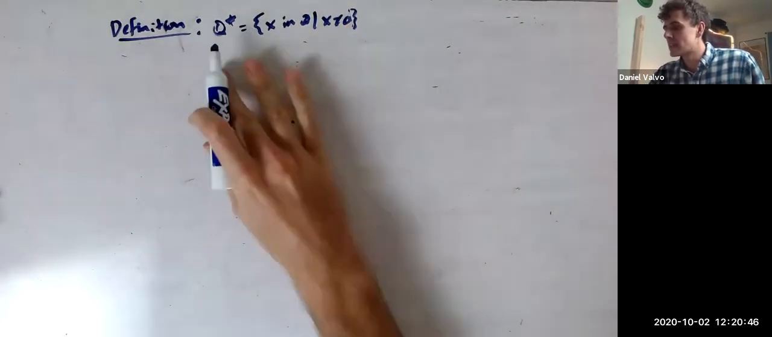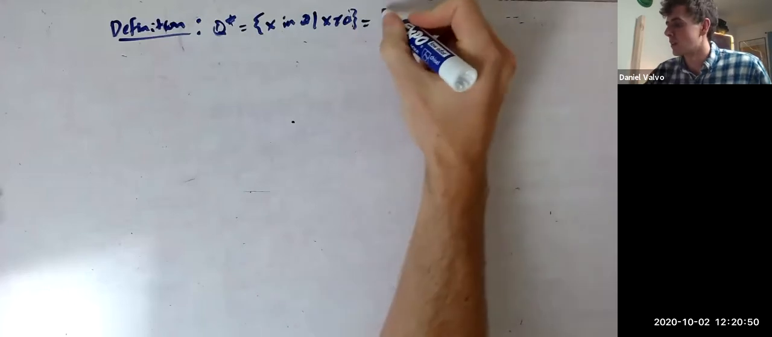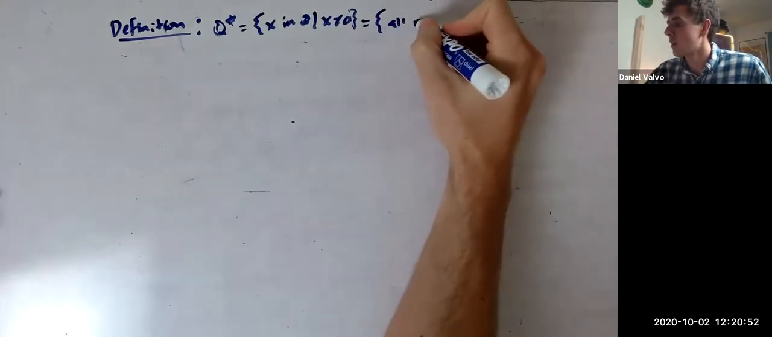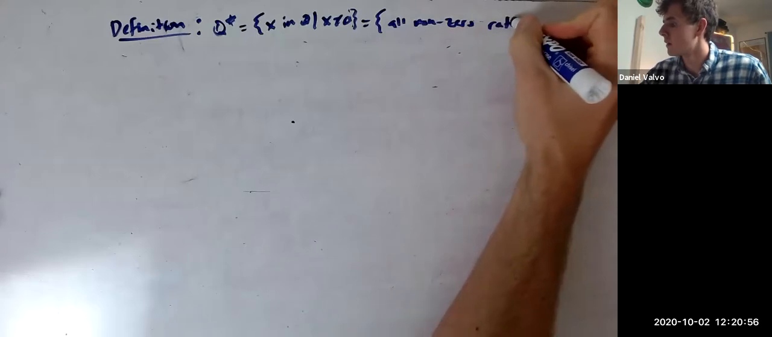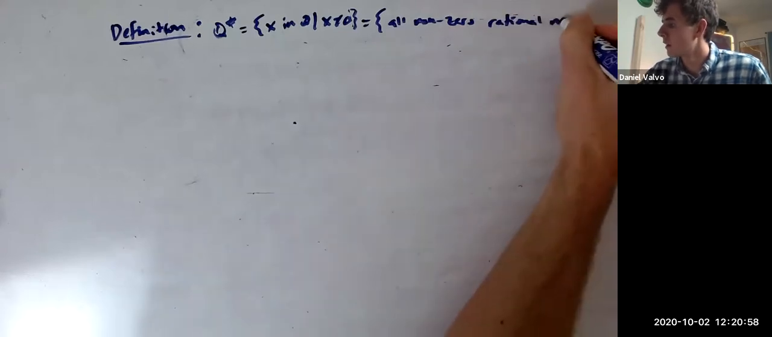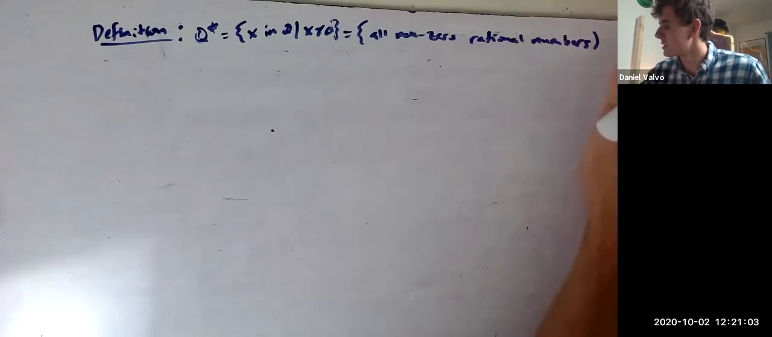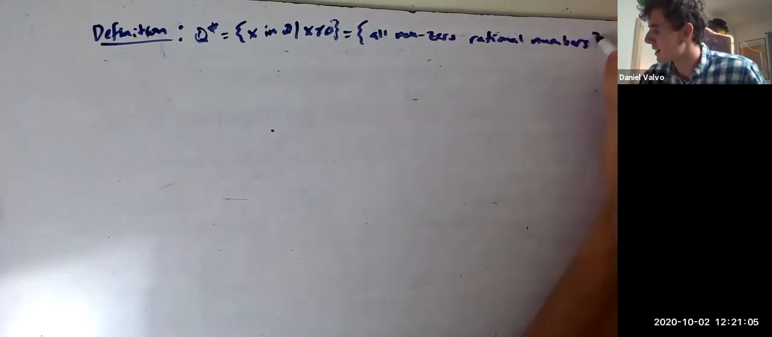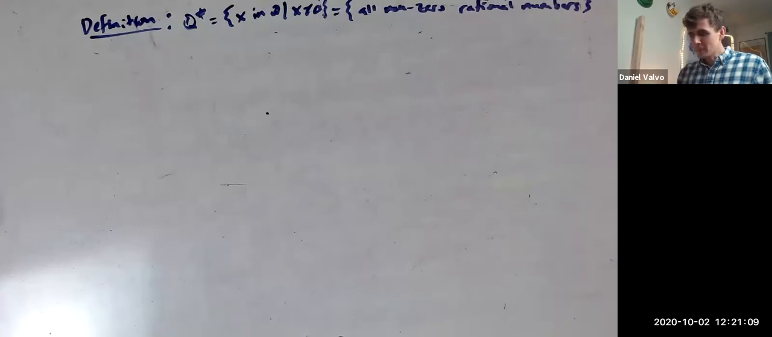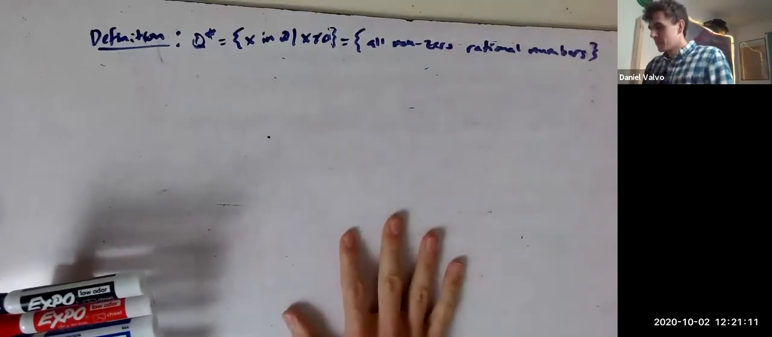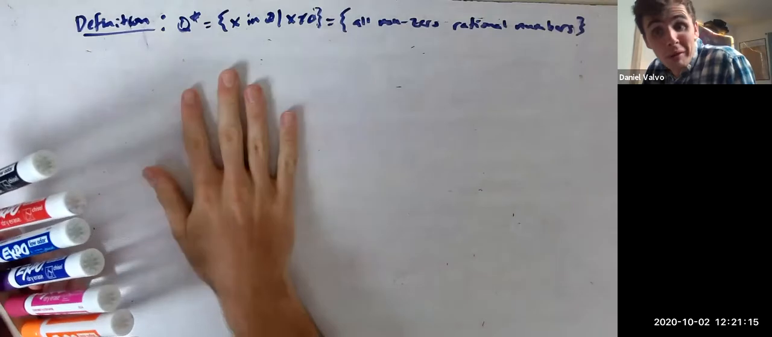So the point is, this is Q star, all the rational numbers except 0. I'm going to write this: all non-zero rational numbers. And I want a curly bracket there, down parentheses. There we go. Then we're going to line it up. Let's get excited. Let's do it. So we have the definition here. Why do I want to bring this up?